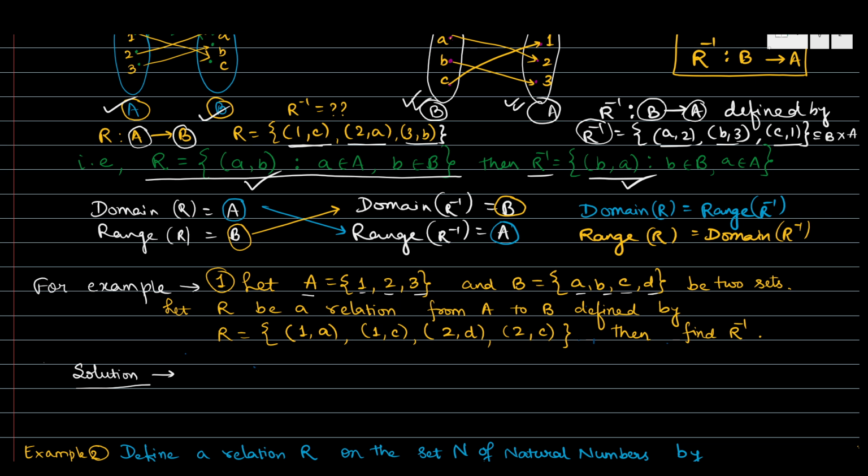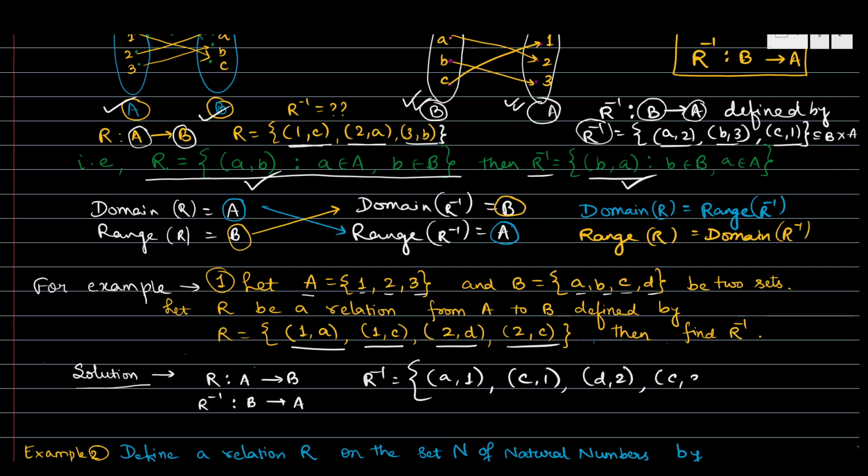Then find R inverse. See, R is a relation from A to B, so R inverse will be a relation from B to A. So R inverse is what? You see this first element as A comma 1 here. In case of R inverse, it will be A comma 1. Here this is 1 comma C, so in R inverse, this is C comma 1. Similarly, 2 comma D becomes D comma 2 and 2 comma C becomes C comma 2. I hope this example is clear to all of you.